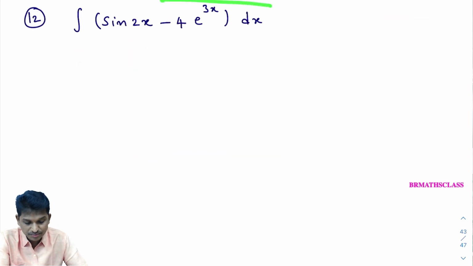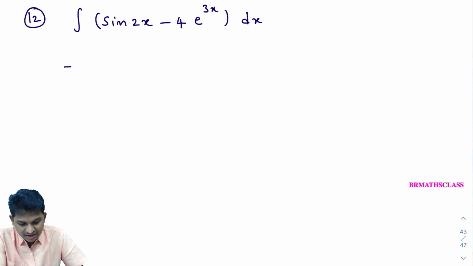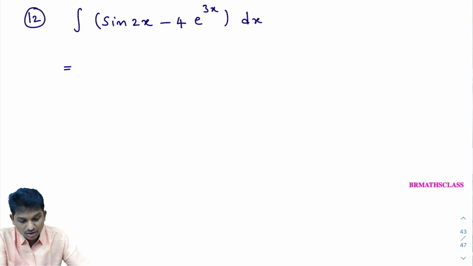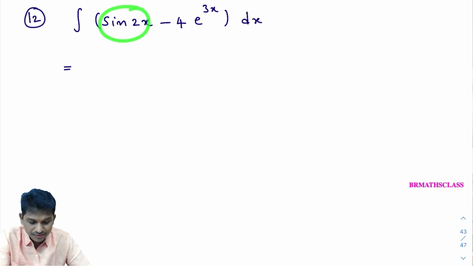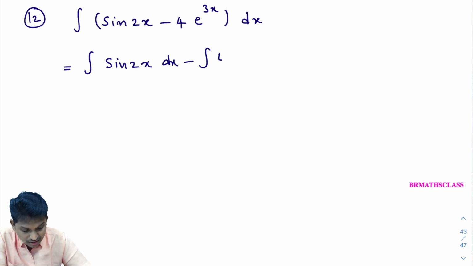Now see this 12th problem. Integral of sin 2x minus 4 into e power 3x dx. All the problems I am picking are in exercises 7.2 and 7.1. Now, how to integrate this one? In the last class, we learned the basic rule of integration: integral of f of x minus g of x dx. We integrate each and every term. First, integral of sin 2x dx, minus integral of 4 into e power 3x dx.